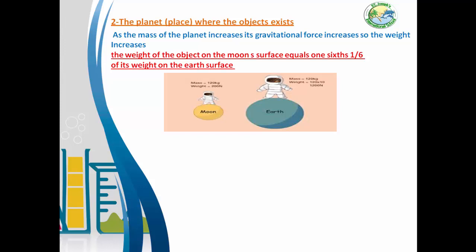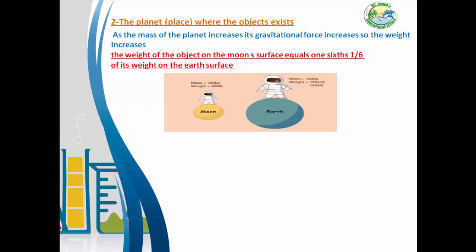The first factor that affects weight is the mass of the object. The second factor is the planet where the object exists. As the mass of the planet increases, gravitational force increases, so weight will increase.